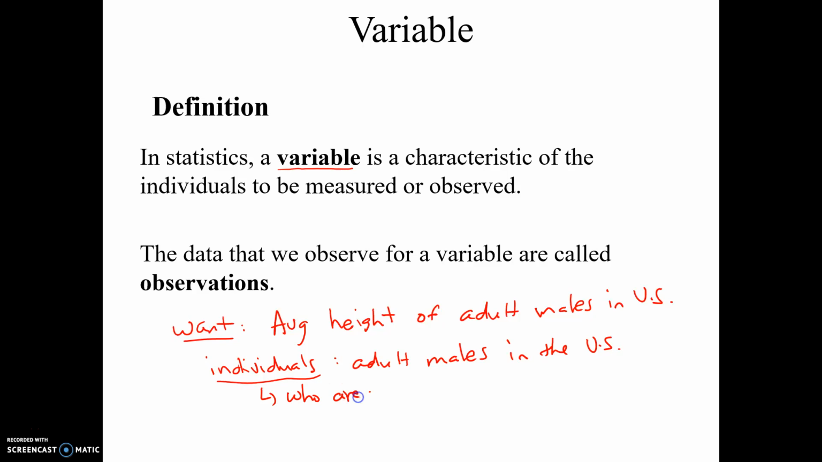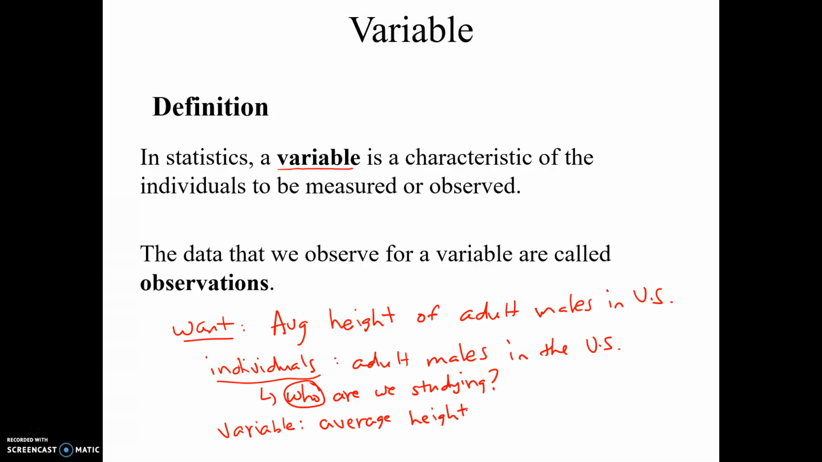So the question you ask yourself is, who are we studying? In this case, we are studying adult males in the US. Now, a variable is a characteristic of the individuals that we're interested in. So the individuals are the adult males. A variable, so what are we interested in studying? In this case, the variable is their average height. Okay, this is what we're interested in studying.